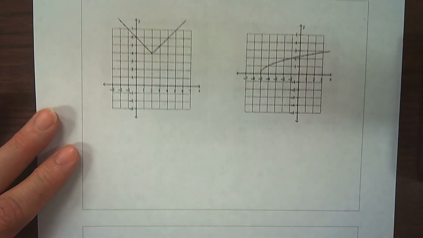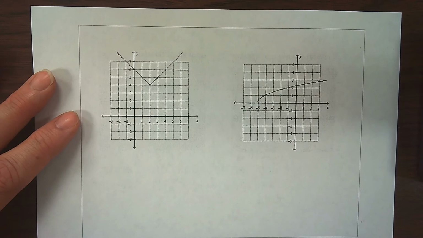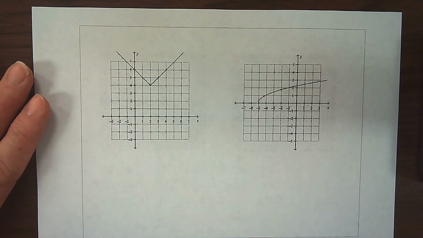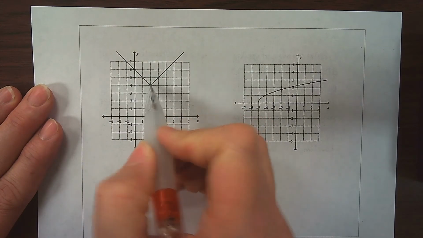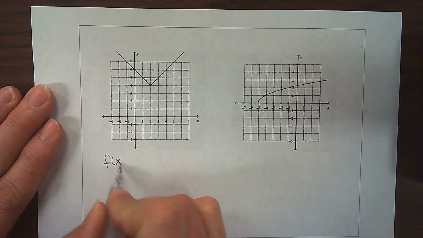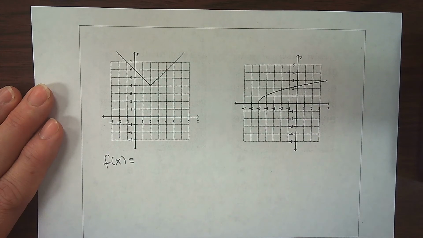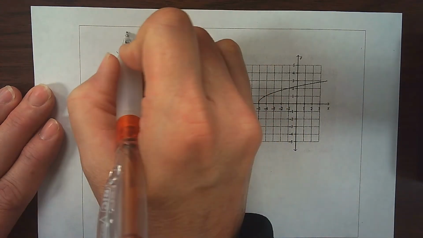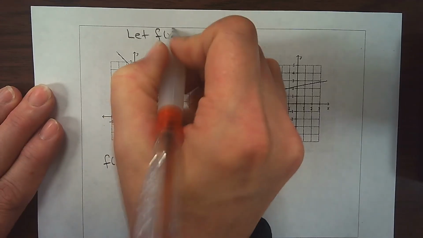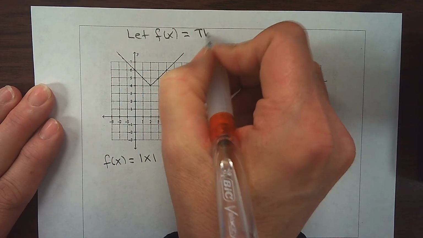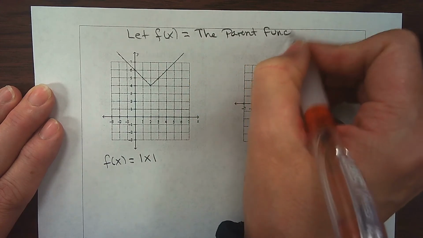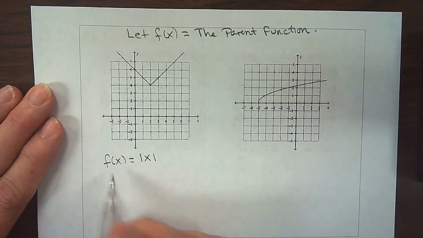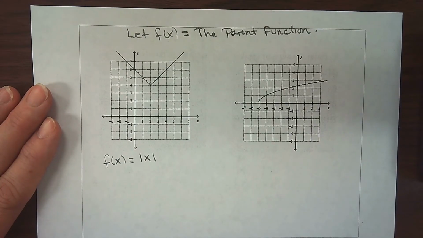All right, so we're going to take a look at a few graphs here and see if we can write the parent function and then the new function. So this function we should recognize as being our absolute value function. So let f of x equal the parent function. For each of these, when I write f of x, I'm talking about the parent function.